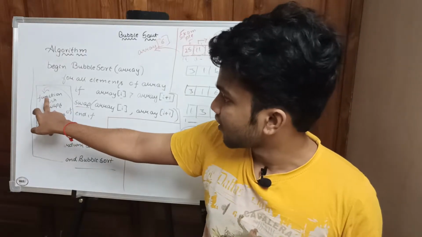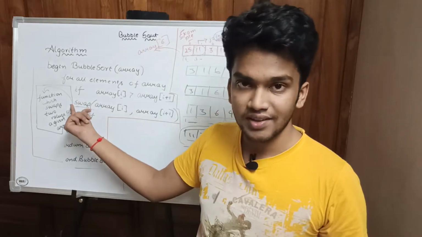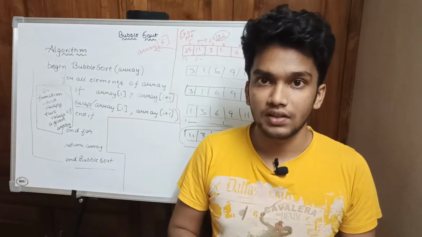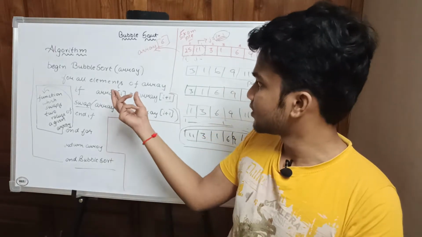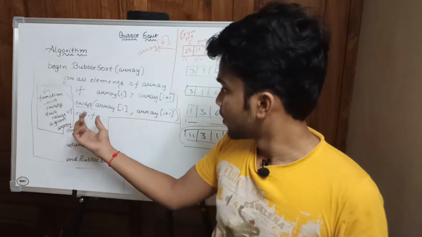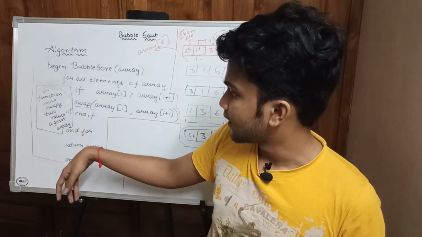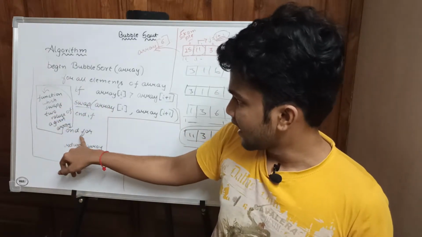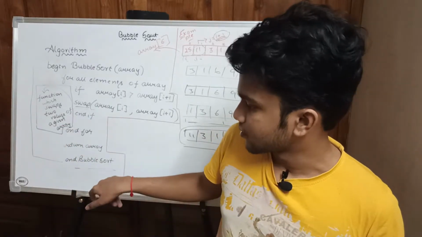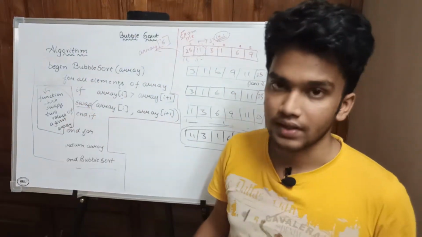Here swap is a function which swaps two values of a given array. For this, there is a small piece of code. We will take another variable and assign values by using array of i and array of i plus 1, so we can perform a swap operation. Once the swap is performed, complete the if and the for loop, return the array that you have obtained, and end the bubble sort. So this is how things go in bubble sort. I hope this algorithm is very clear.